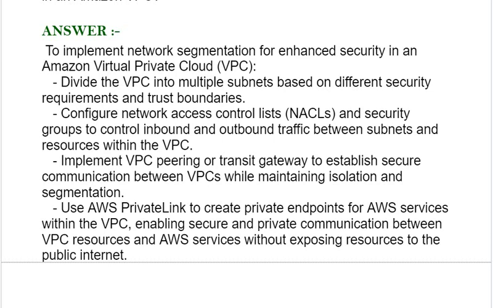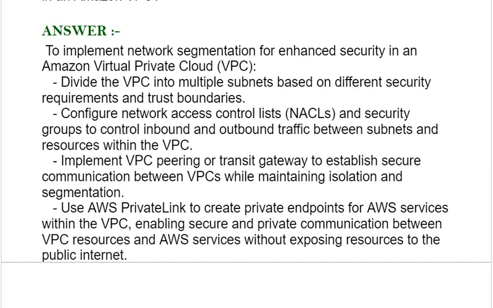Next one is configure network access control lists (NACLs) and security groups to control inbound and outbound traffic between subnets and resources within the VPC. Next one is implement VPC peering or transit gateway to establish secure communication between VPCs while maintaining isolation and segmentation.